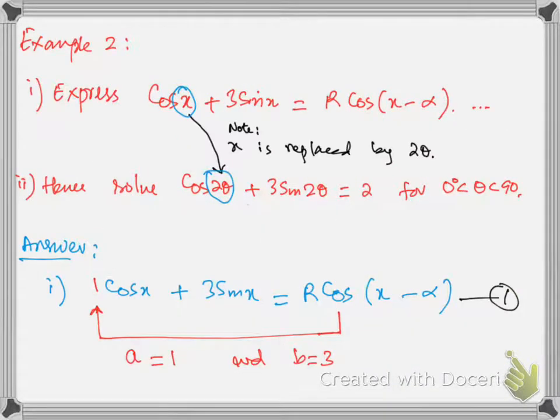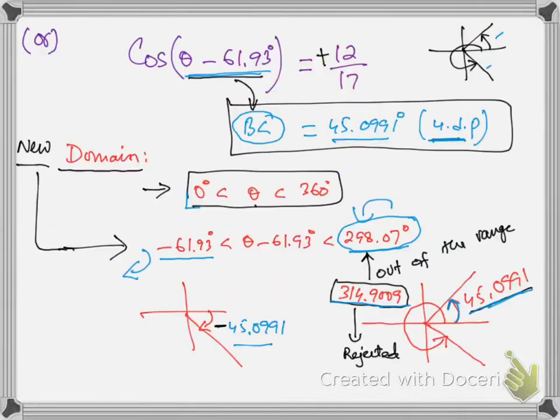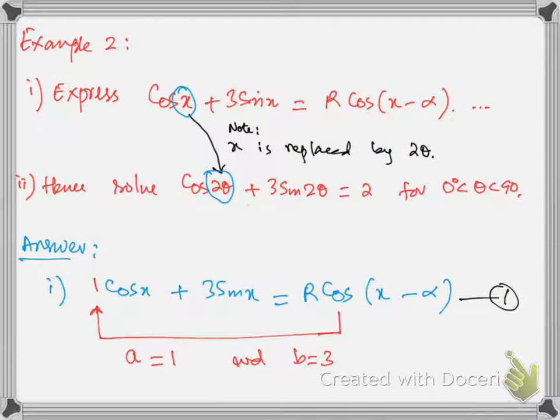Now let me discuss example number 2. Express cos x plus 3 sin x in the form r cos(x minus alpha). And the second part is very important. x is replaced by 2 theta. This is one of the most important things in these types of questions. In question number 1, we had the same equation. If you observe both the parts, we had the same angle, cos theta, sin theta. But in example number 2, if you observe carefully, this x is replaced by 2 theta, and this x is also replaced by 2 theta. Therefore, you must be careful while solving part 2.